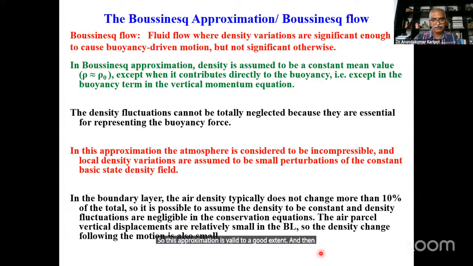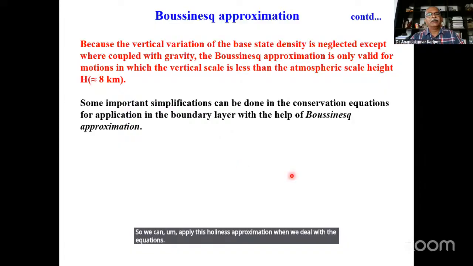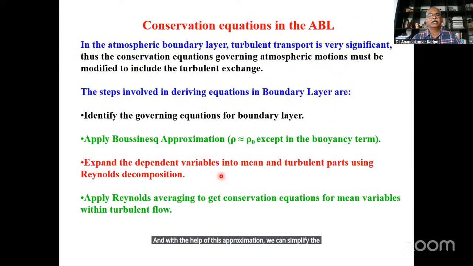And then when you talk about the vertical displacement of the air parcels, it may be going only within this shallow boundary layer depth. So we can apply this Boussinesq approximation when we deal with the equations. It is usually coupled with gravity, and one of the conditions is that the vertical scale should be less than the atmospheric scale height. With the help of this approximation, we can simplify the conservation equations.